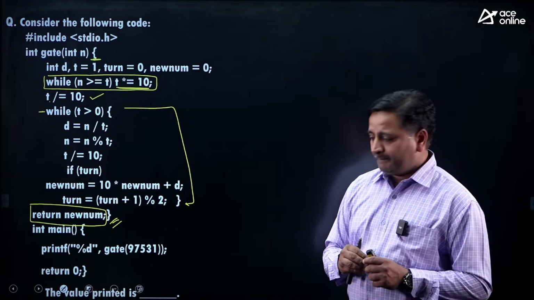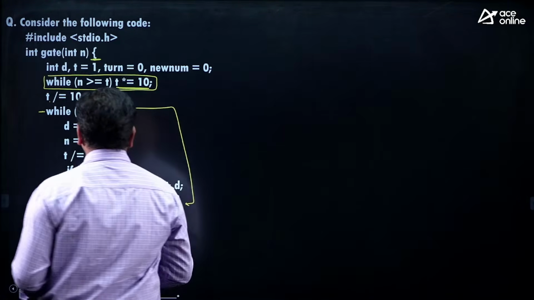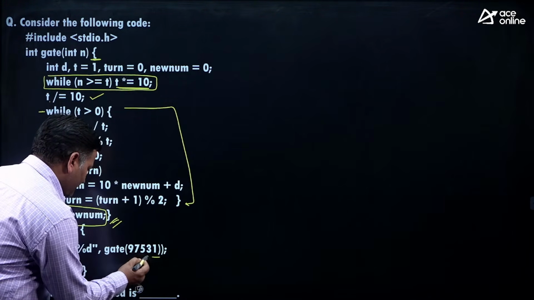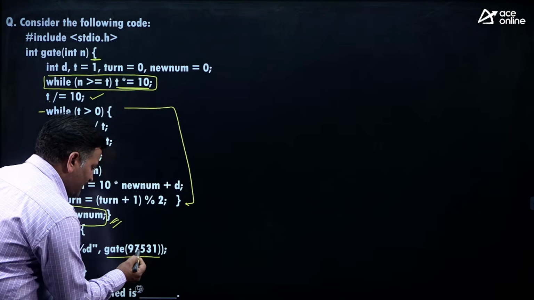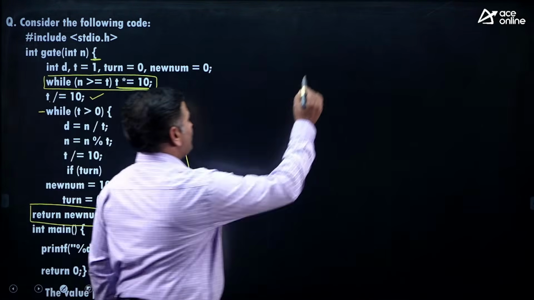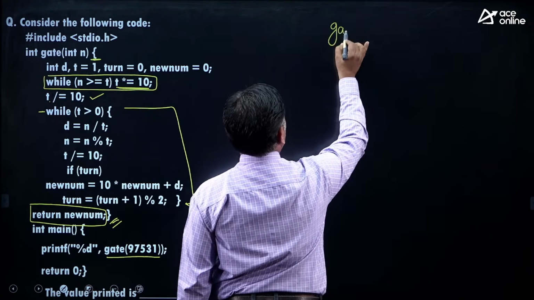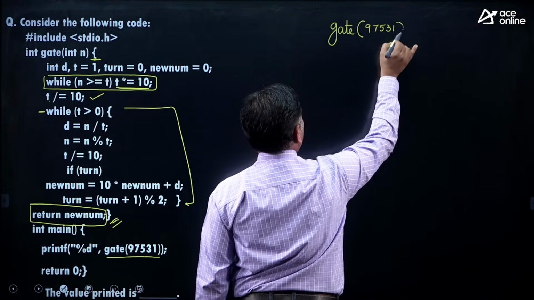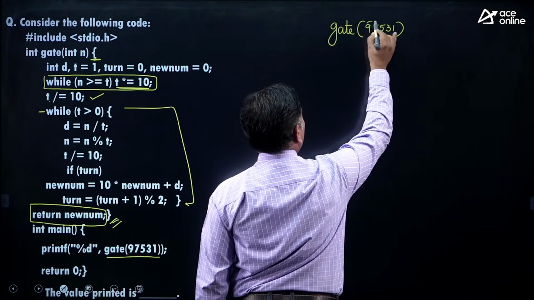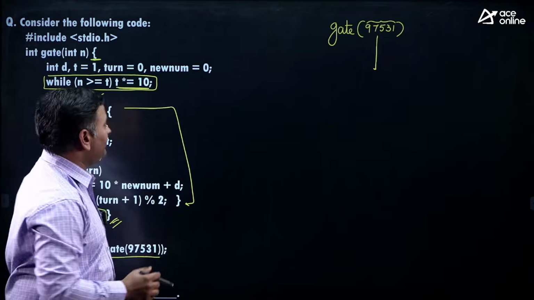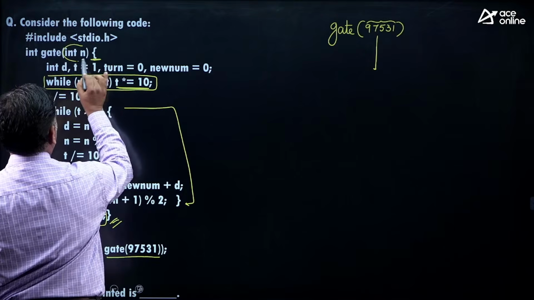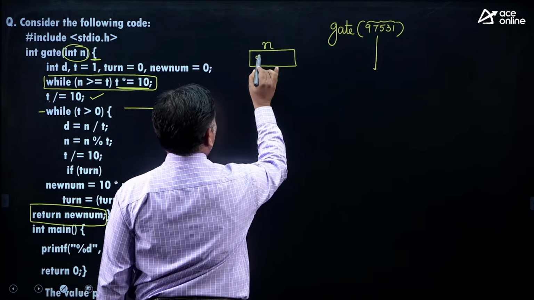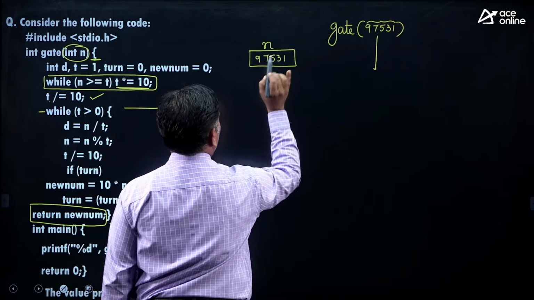Okay, see the main idea of this problem. It is a main function. We are calling a function called get. Get is a function, by passing the input 97,531. Just imagine we are calling the get function with 97,531. So the moment I call this function, this is the value which will be stored into the formal parameter. In our program, the formal parameter is called n, right? So the formal parameter n got created, which is having 97,531, right, friends?